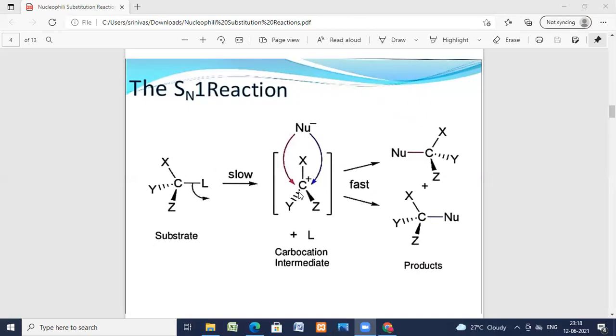And in the next stage, the nucleophile will attack the carbocation, and fast, it will attack. So this attack can be from two sides. It is a fast reaction, and from two sides it will attack. Here, you can see, you get a racemic mixture. A racemic mixture is formed. Now we'll take an example.